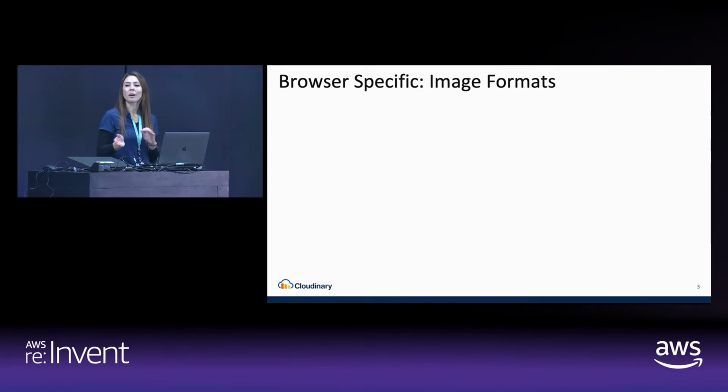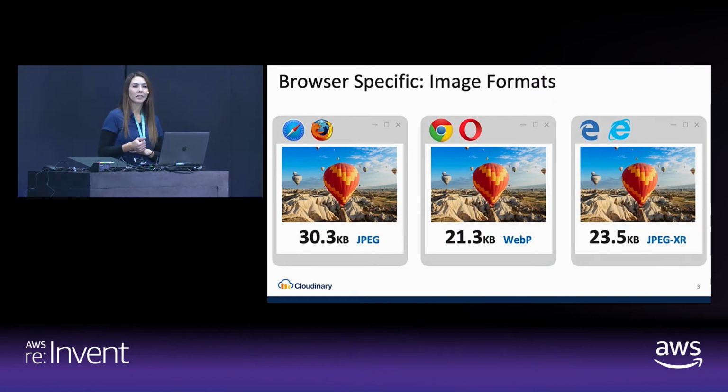One of the automatic optimizations that I was talking about is browser-specific image formats. What we'll do here is look at the format of, in this particular example, the image. So we have a JPEG. If we see that you're using Safari or Firefox, we'll deliver that as a JPEG image. If we see that you're on Chrome or Opera, we'll deliver it as a WebP. And if you're on IE or Edge, we'll deliver as a JPEG XR. So if you had a JPEG image and you're on Chrome, we'll convert it to WebP to compress that file a little bit further.